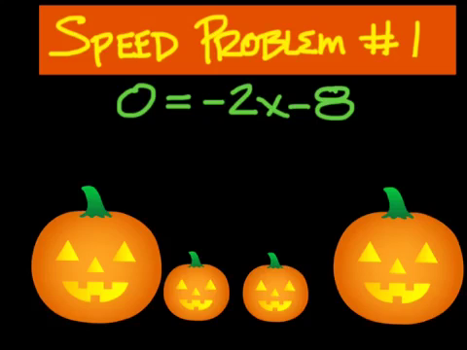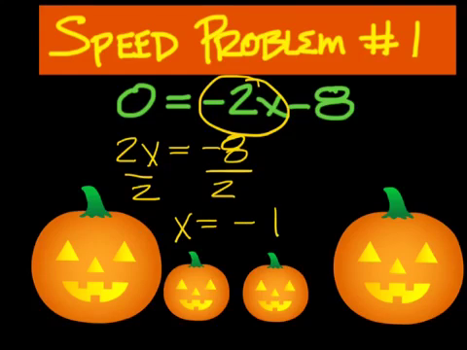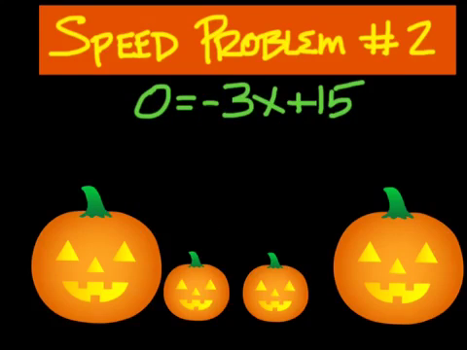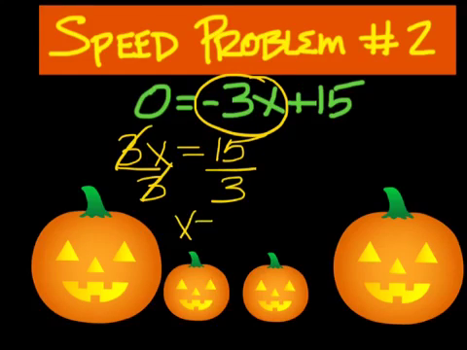Here's a speed problem. This goes to the first 4. Solve for x. Make a mixed number if necessary. To solve this, you're going to have to move this to the left side and change the sign, and then divide by what's with the x. So the answer is -4. This one's open to everybody. Move this to the other side, change the sign, and then divide both sides by what's with the x. Should be 5.